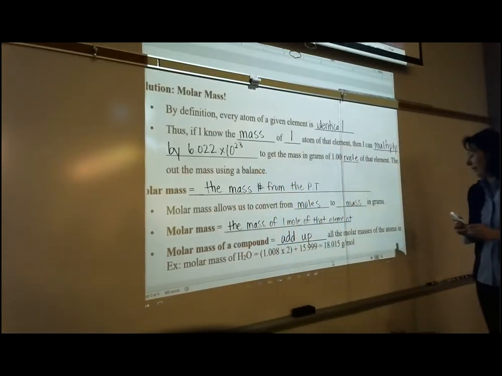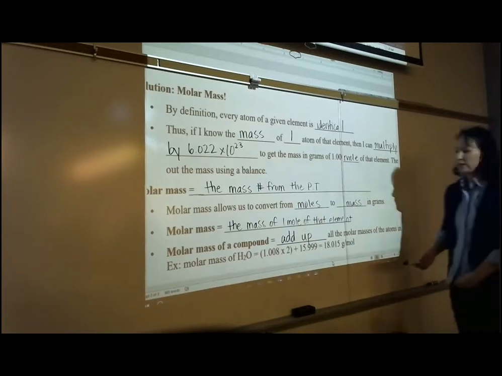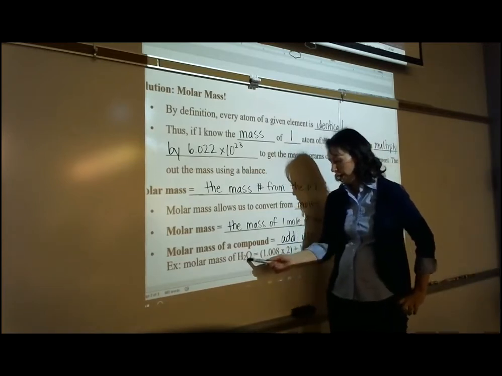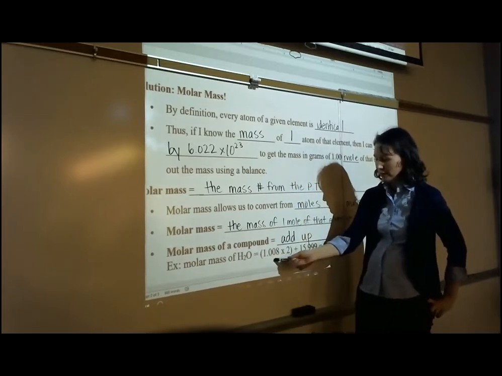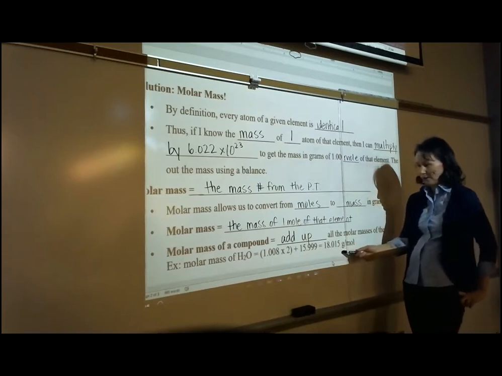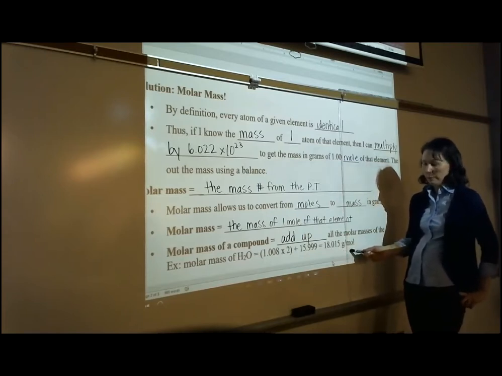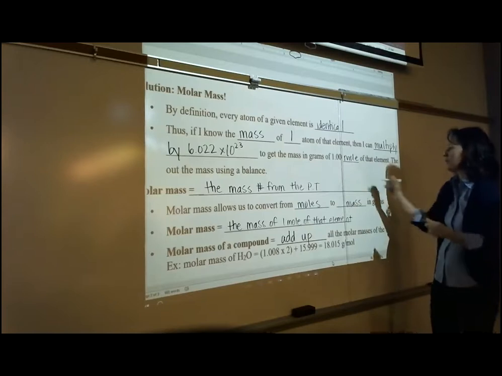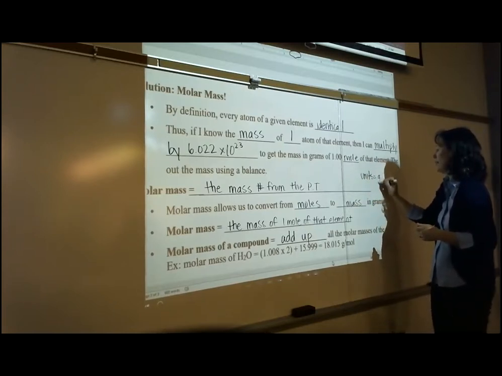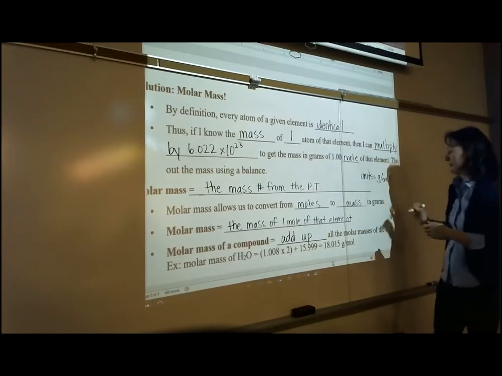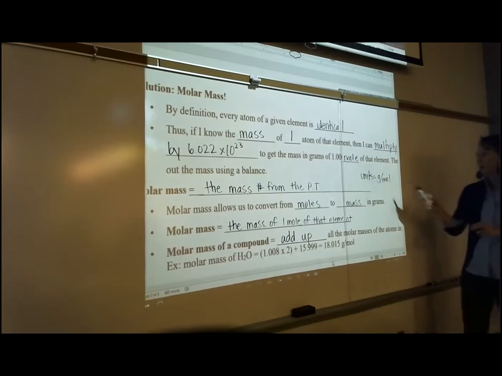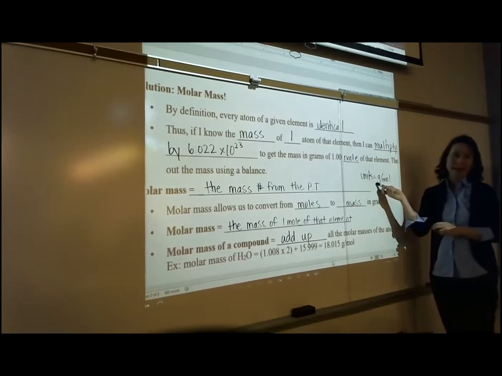And so, last thing here, the molar mass of a compound, all you do here is you add up all the molar masses of the atoms. So for instance, if I want the molar mass of water, there are 2 hydrogens and 1 oxygen. So it's 2 times the mass of hydrogen plus the mass of oxygen. And then there's my molar mass for water. Okay, molar mass has the units grams per mole. Those are the units for molar mass, because 1 mole has this mass in grams.